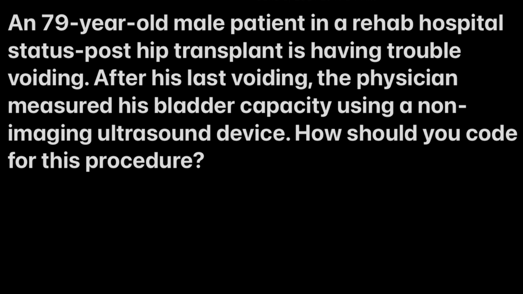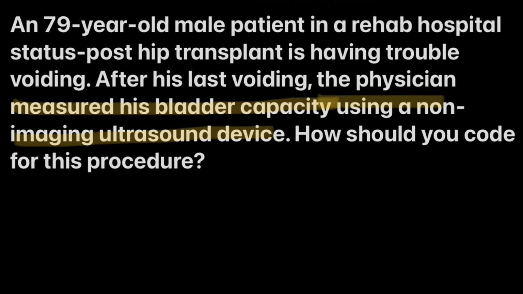For our last question, we have a 79-year-old male patient in a rehab hospital, status post hip transplant, who is having trouble voiding. After his last voiding, the physician measured his bladder capacity using a non-imaging ultrasound device. How should you code this procedure? What I have highlighted for this question is that the physician measured the patient's bladder capacity using a non-imaging ultrasound device. That tells me this is going to be a urodynamics type of procedure. Urodynamics is when they are measuring the bladder functions, and this patient looks like was struggling with voiding. So in the back of our CPT books, we are going to go to urodynamics.